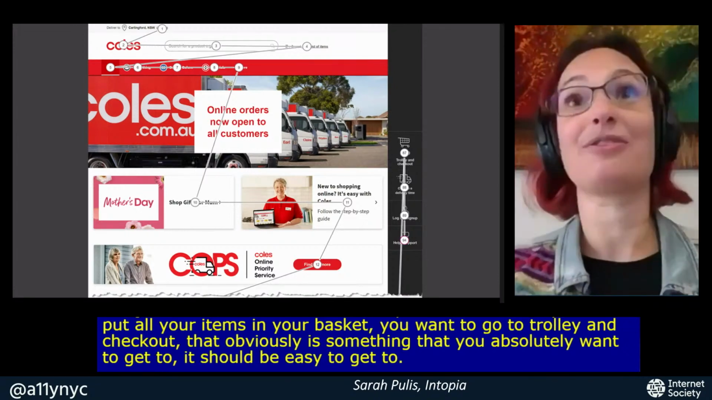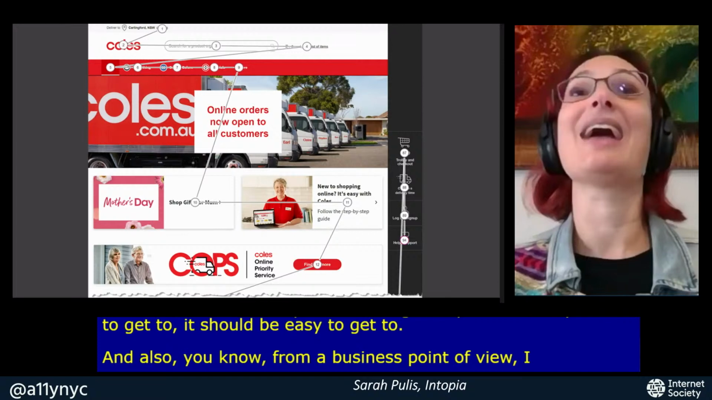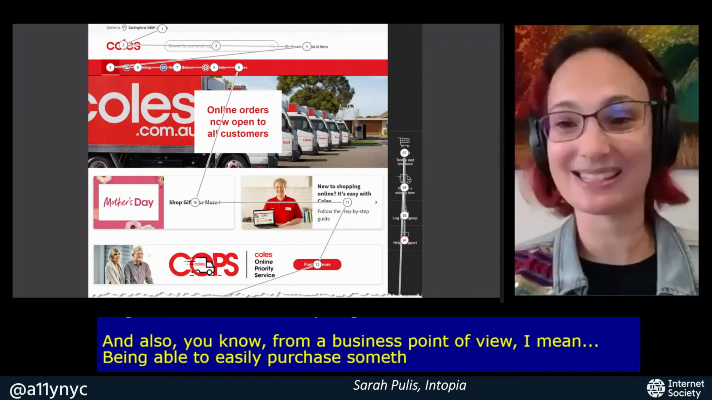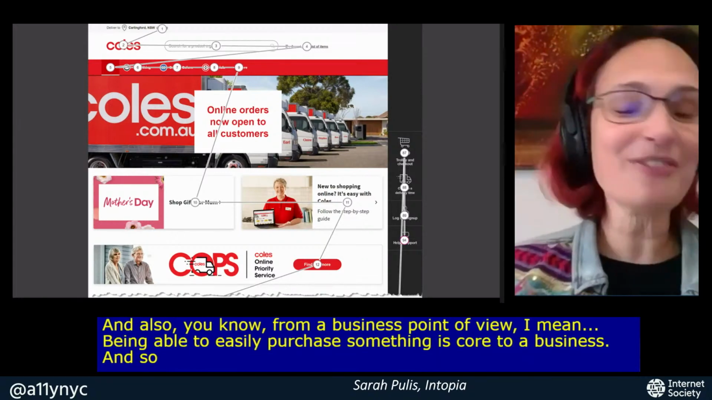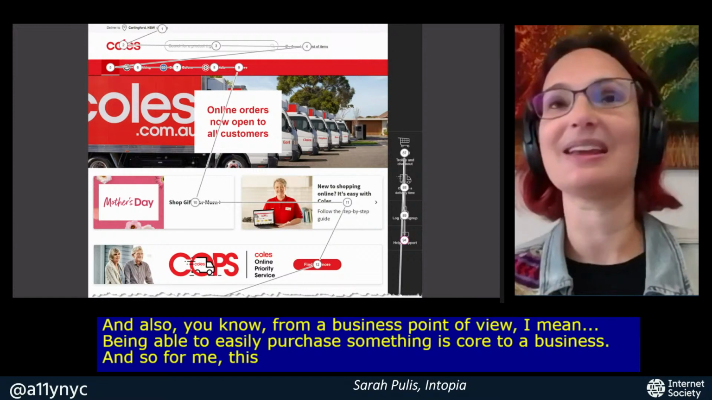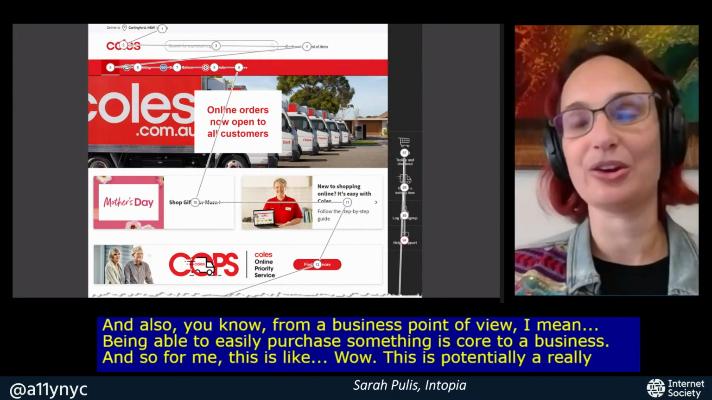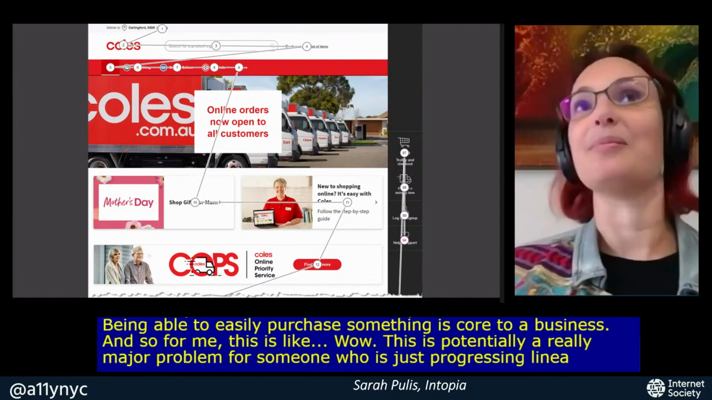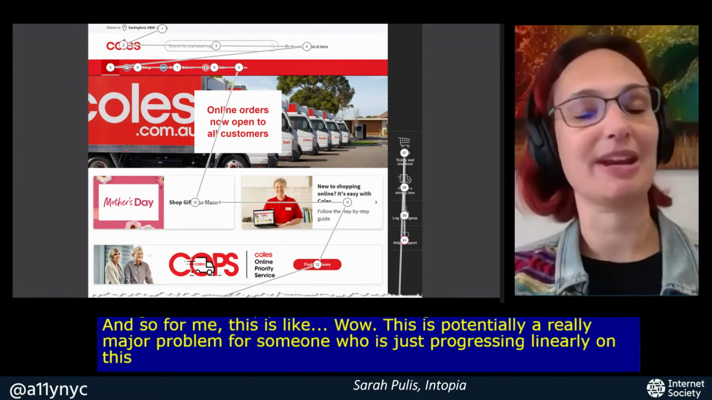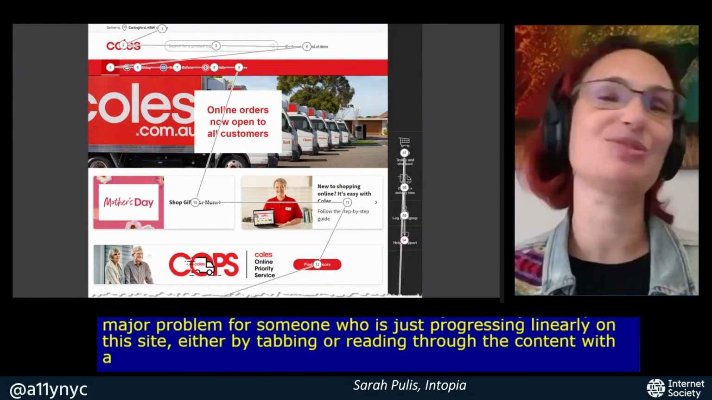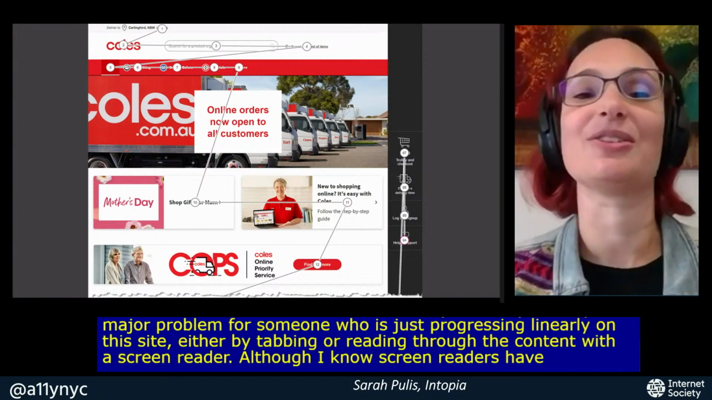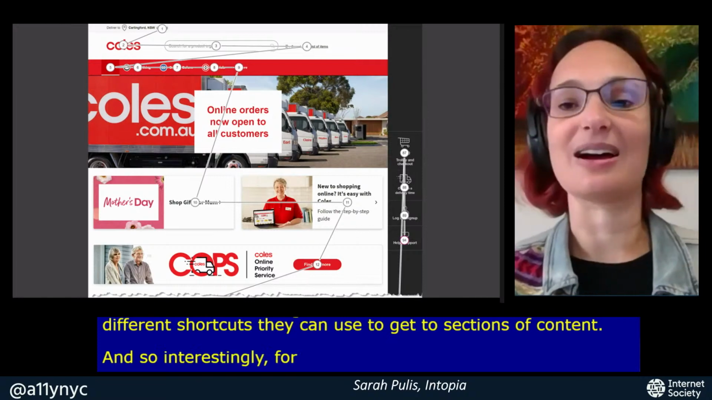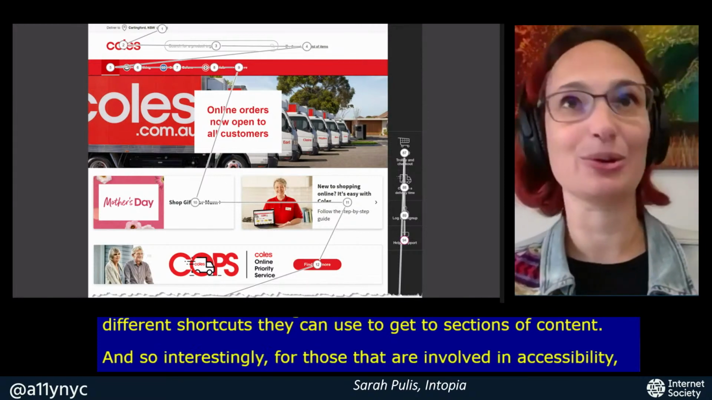And also, from a business point of view, being able to easily purchase something is core to a business. So for me, this is like, wow, this is potentially a really major problem for someone who is just progressing linearly through this site, whether that be tabbing or even reading through the content with a screen reader, although I know screen readers have lots of different shortcuts they can use to get to sections of content.